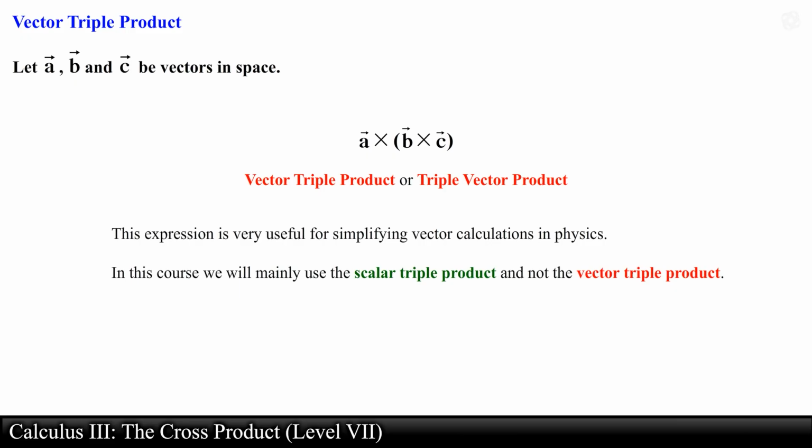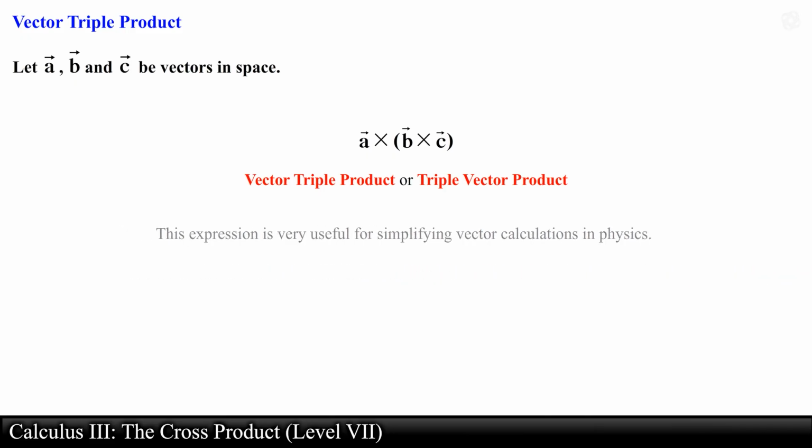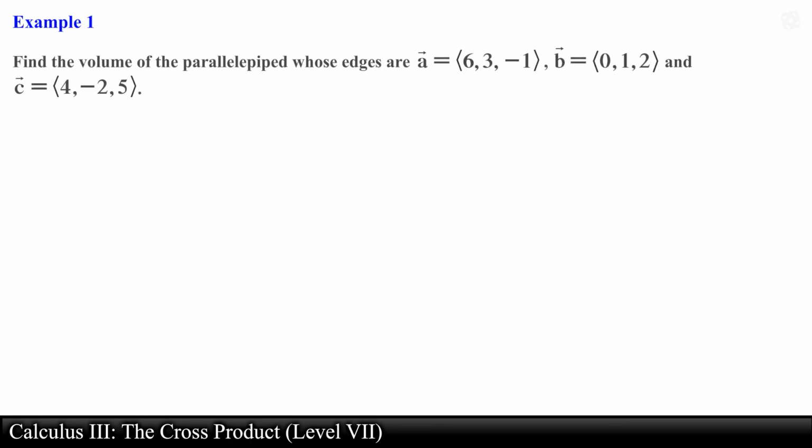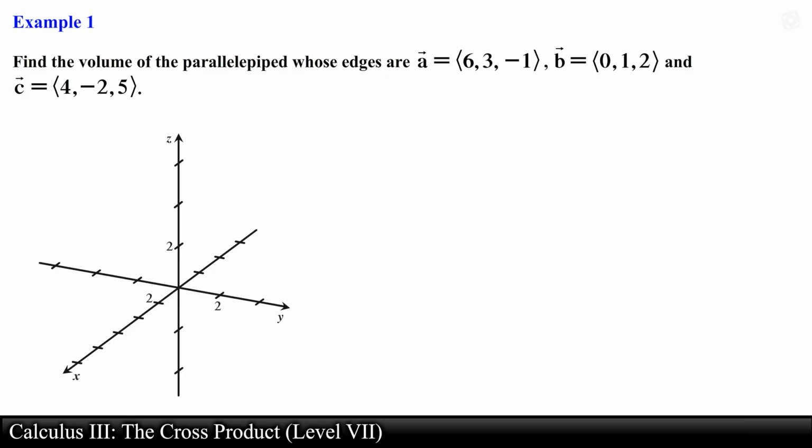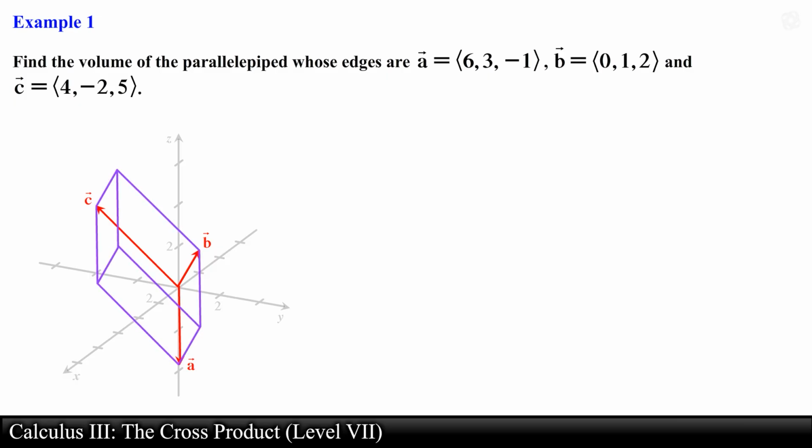product. Alright, let's go over a couple of examples that make use of the scalar triple product. Find the volume of the parallelepiped whose edges are vectors A, B, and C. In this problem, we are given 3 vectors in component form. These vectors represent the edges of a parallelepiped. We can easily find the volume of the parallelepiped by computing the scalar triple product.